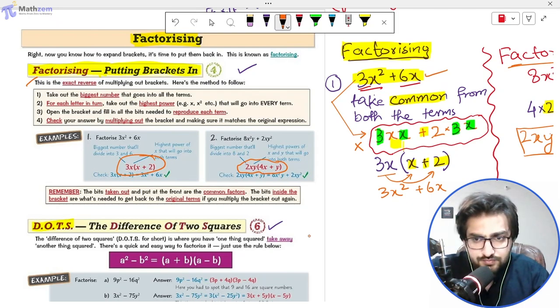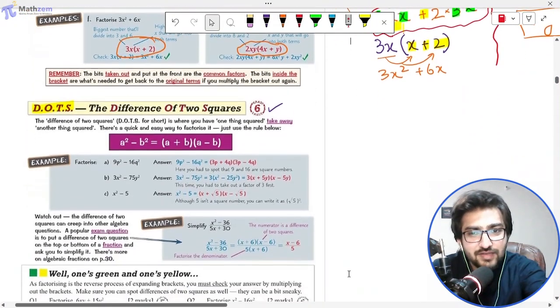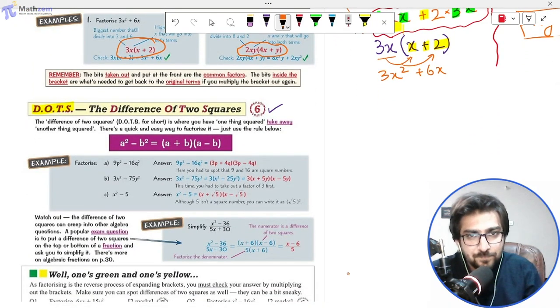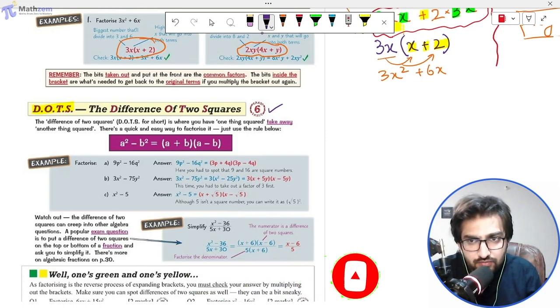Now let's come to DOTS. What does DOTS mean? DOTS actually means the difference of two squares. What does that mean? D for difference, O for of, T for two, S for square: DOTS.